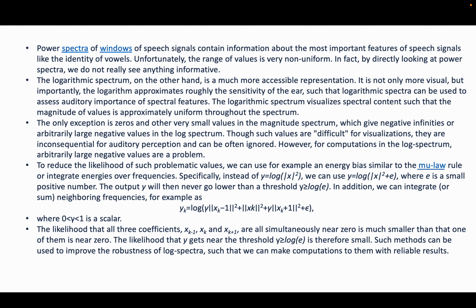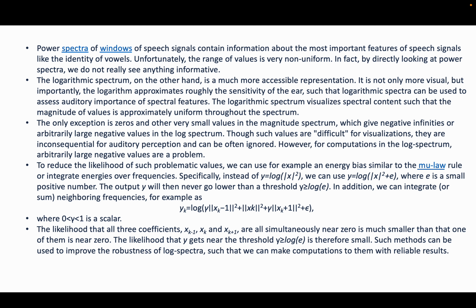The only exception are zeros and other very small values in the magnitude spectrum, which will give negative infinity or very large values in the log spectrum. And so those are difficult for visualizations, but they're not of great consequence for auditory perception, and can be ignored. Now, for computations in the log spectrum, arbitrarily large negative values are a problem. So to reduce the likelihood of those kinds of problematic values, people use an energy bias similar to what's referred to as a mu-law rule.